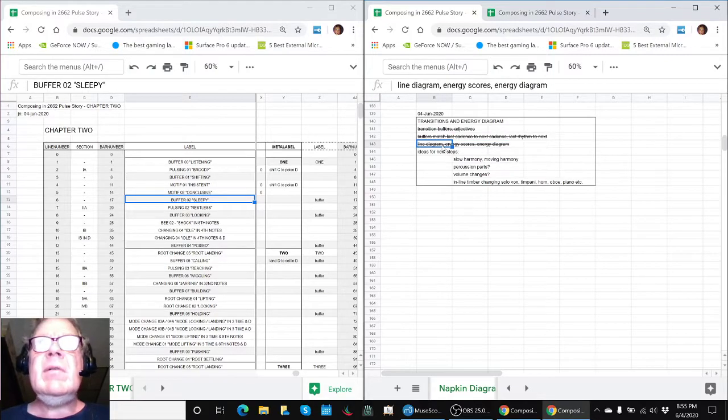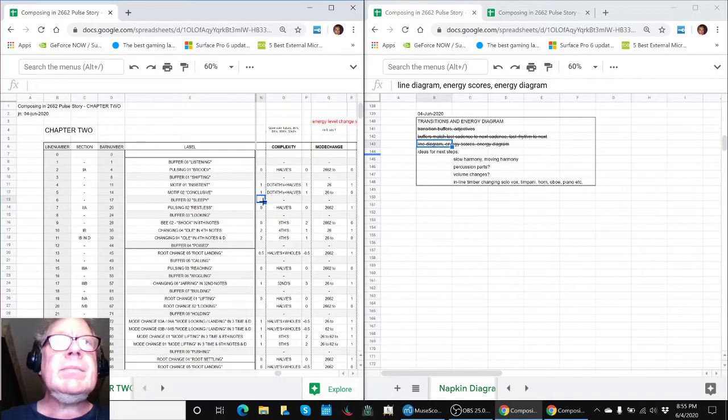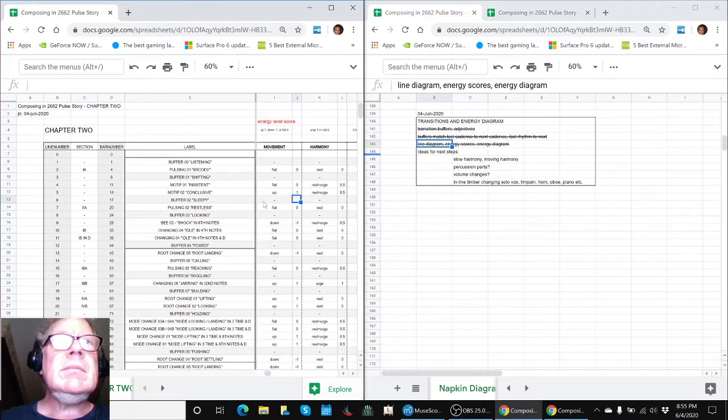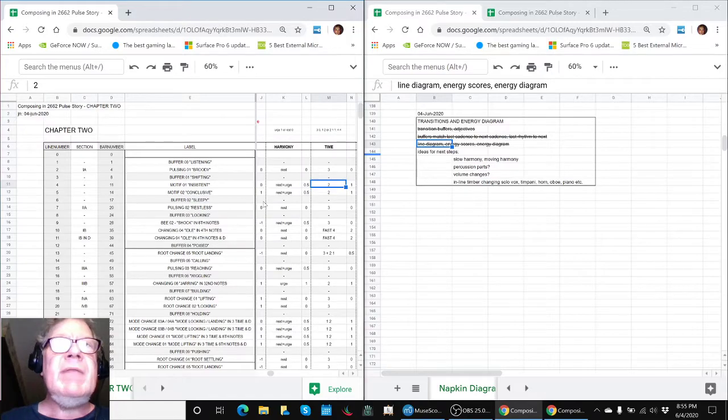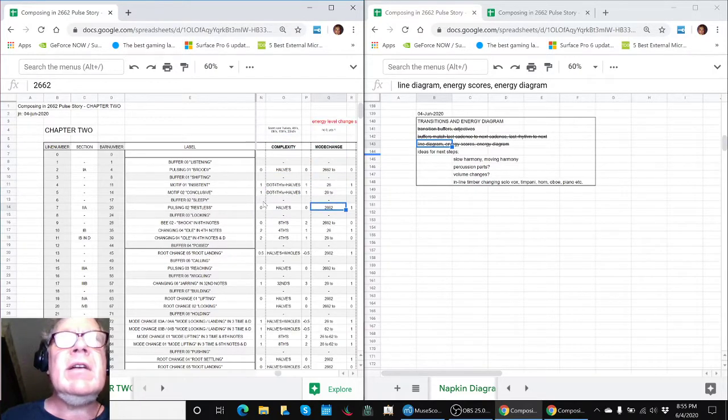We also worked on our line diagram, which is this one, and gave everything an energy score. As a quick example, if it was a rest chord, it has a zero energy. If it was rest plus urge, it got a half energy. If it's in three time, we just call that a nominal zero. If it's in two time, we gave it a one. What was the fastest note in the piece? The faster the note, the higher the energy.